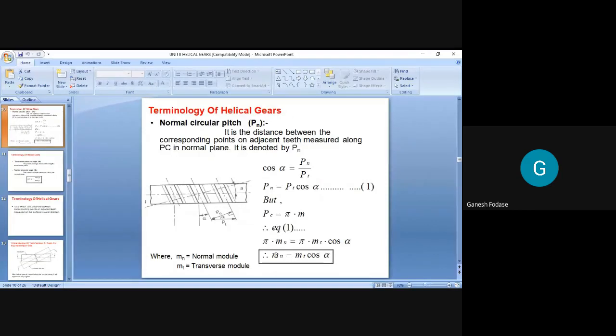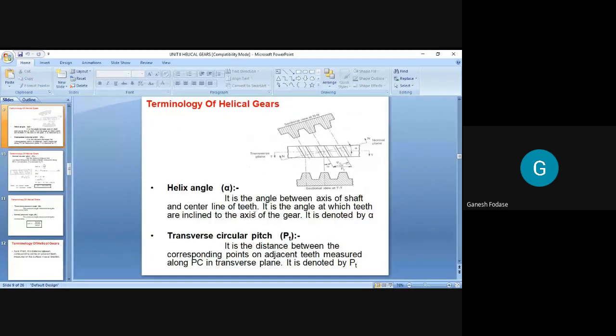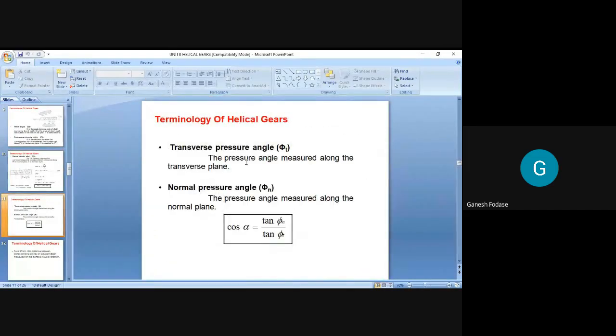So the relation between Mn and Mt, and Pn and Pt, we can determine by using these simple terminologies. We have seen circular pitch, transverse circular pitch, normal circular pitch, helix angle, and now the next one is pressure angle. As we know, pressure angle we already defined in unit number 1: it is the angle between the common tangent and common normal. Here again we will define this pressure angle along a transverse plane and along a normal plane.